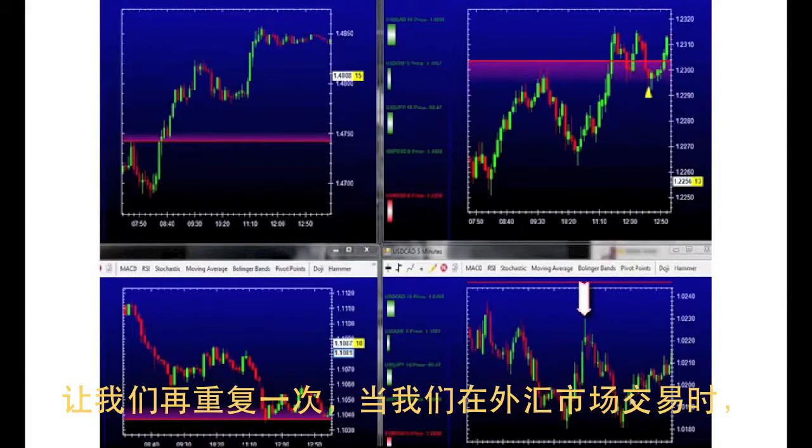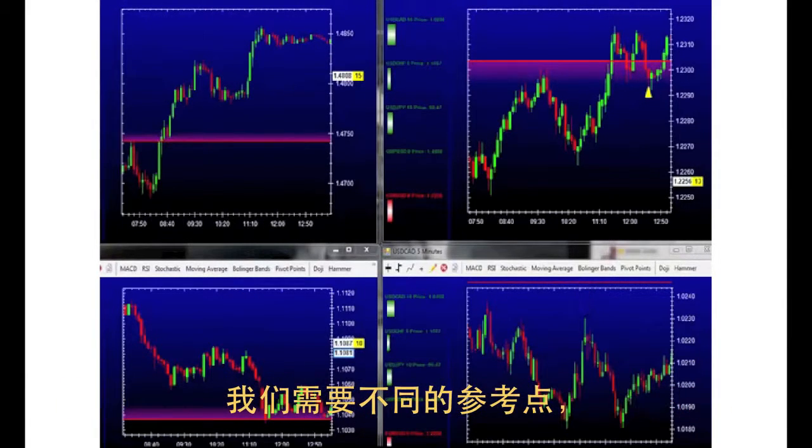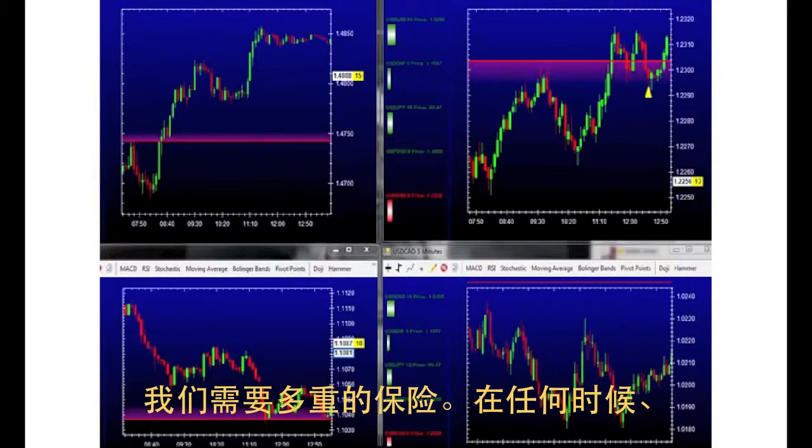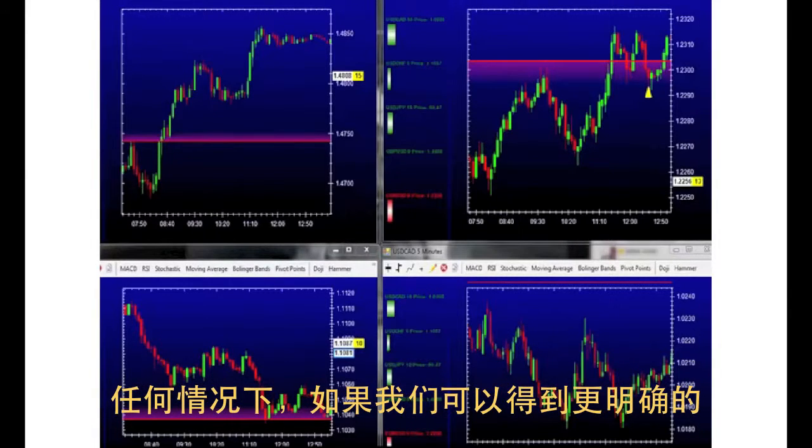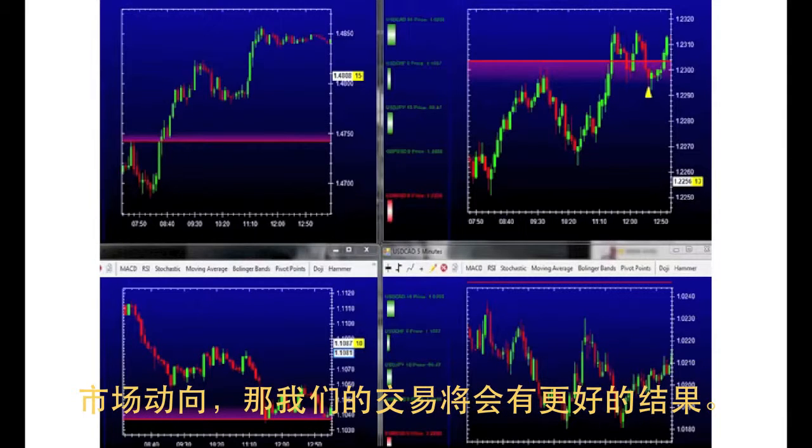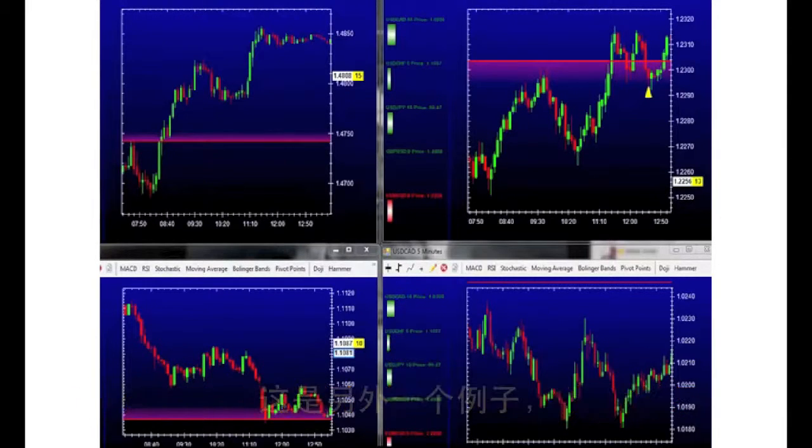Once again, when we're trading, we need reference points. We want reassurance. Anytime we can get a clearer picture of the direction of the market to place our trades, the better our results could be. So this is another example of how you can give yourself more reassurance while you're trading.